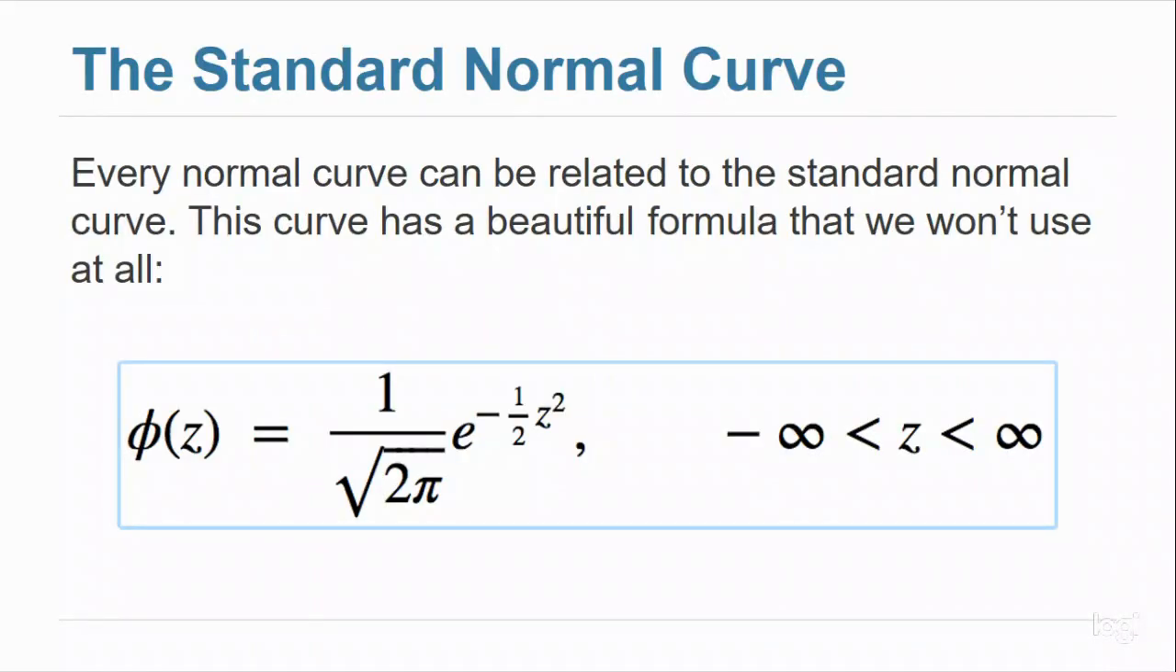The standard normal curve is a curve that has a very complicated equation. It's shown here, and you can see a lot of your favorite numbers showing up here, pi and Euler's constant and others, but we're actually not going to use this equation very often in our course. Every normal curve, every bell-shaped curve, can be related to this standard normal curve.